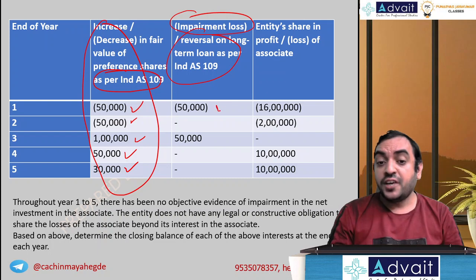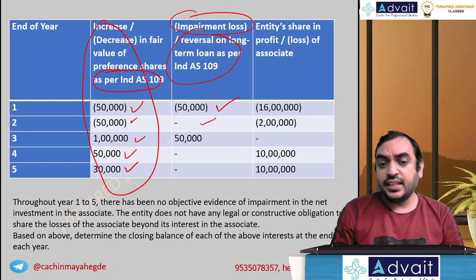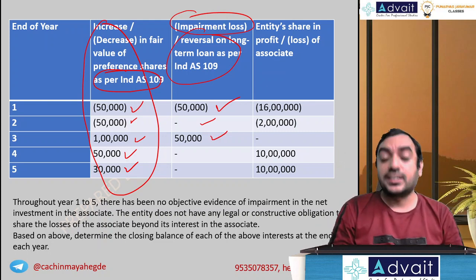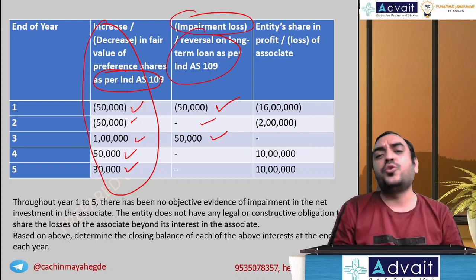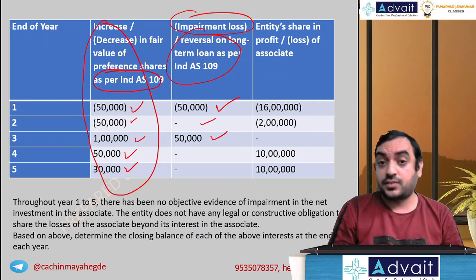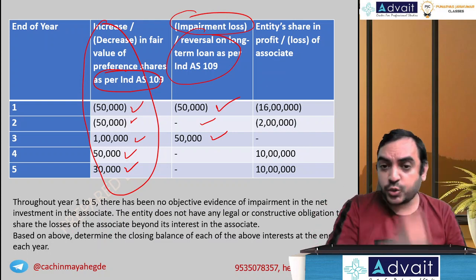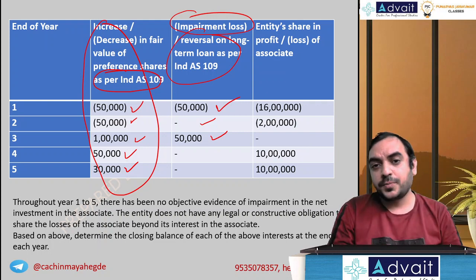So in the loan, first year there is impairment loss, second year there is nothing, third year positive 50,000 means that impairment loss is reversed. Whatever impairment loss happened, only that maximum you can reverse. Beyond that you can't reverse. The reversal of impairment loss is limited to the impairment loss. That's why you see minus 50,000 and then plus 50,000.